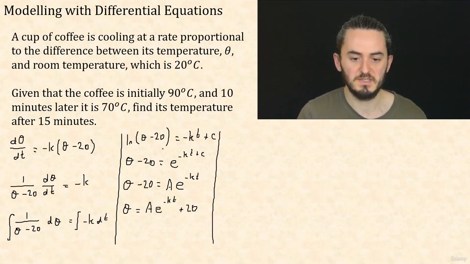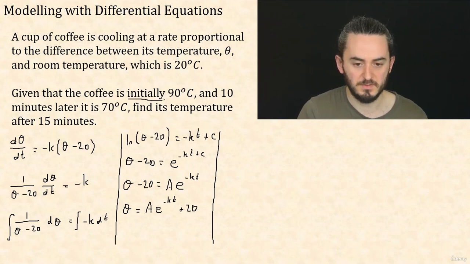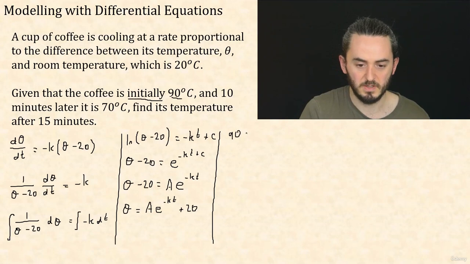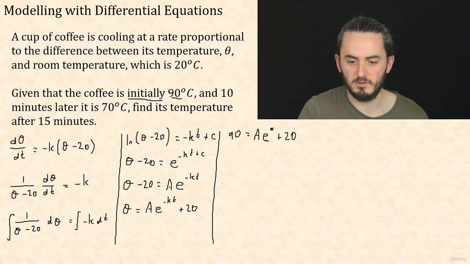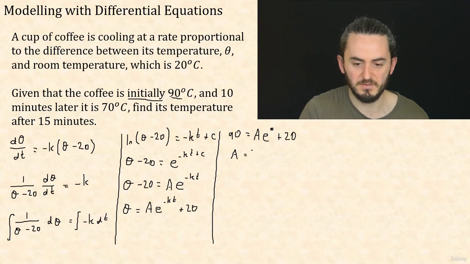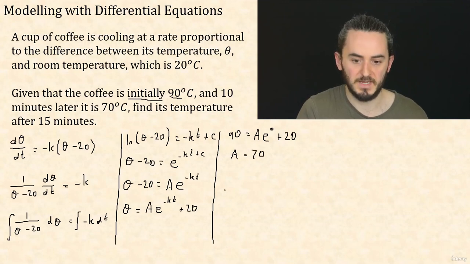So the first one is nice and easy. I know that initially when t equals 0, the temperature is 90. So that tells me that 90 is A e to the 0 times t plus 20. Well, e to the 0 is 1, subtract 20 from both sides and I get A is 70. So that wasn't too bad.